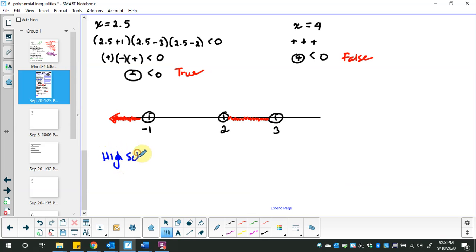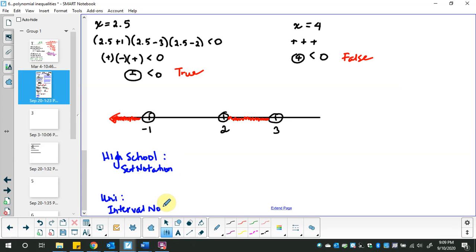Really, it's not called the high school way and the university way. Instead, it's called set notation, and the university way is called interval notation.